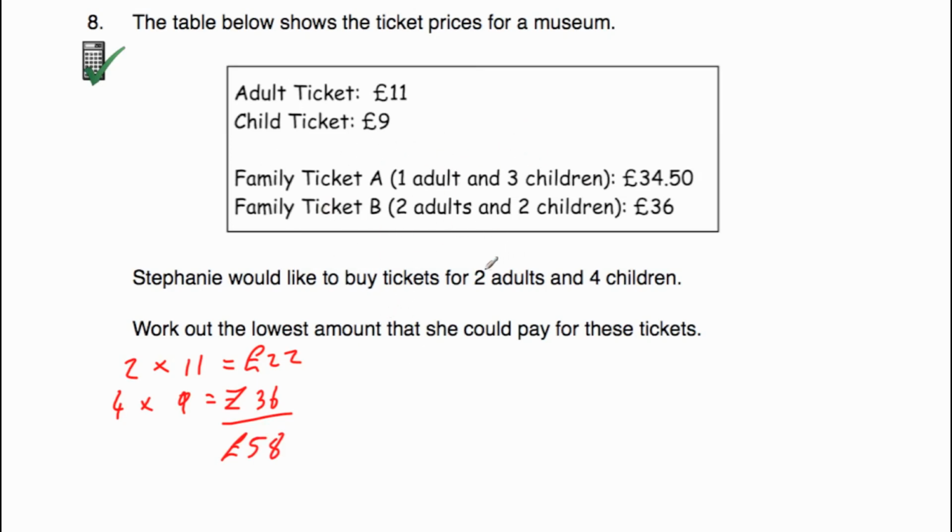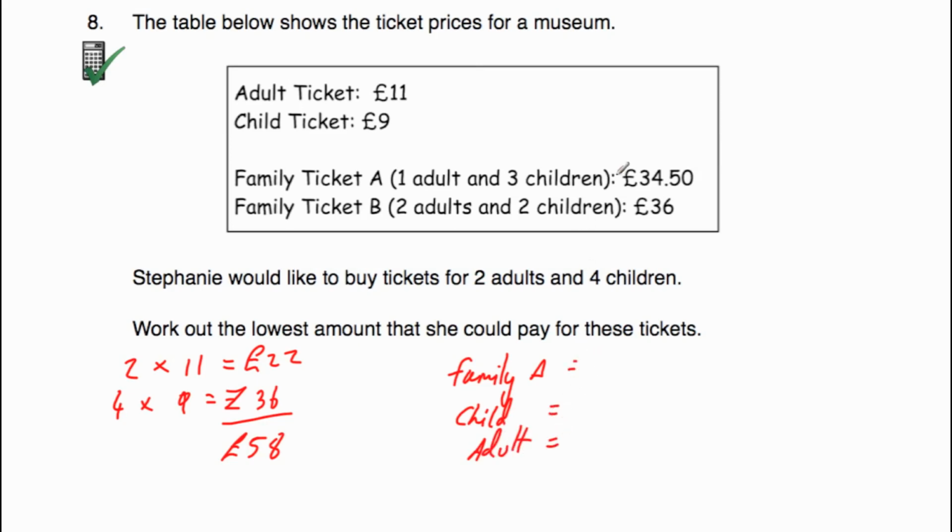Now, we want to get 2 adults and 4 children. Now, if we look at family ticket A, that's 1 adult and 3 children. So we could buy one of those family tickets and then just buy an extra adult and an extra child. So we could use family A and then a child and an adult, and we could then work out the grand total using that approach.